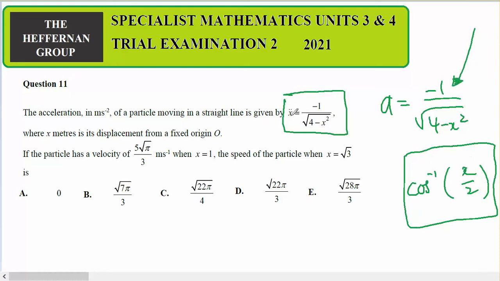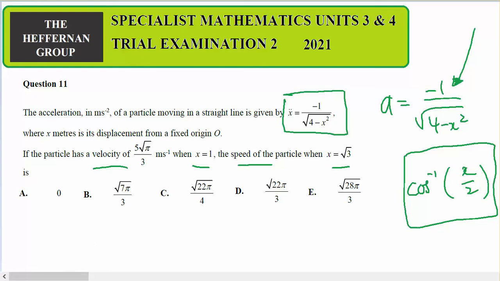So it's acceleration in terms of x. I need velocity in terms of x. I've been given velocity in terms of x, and I've asked for speed in terms of x. So I need something that has v and x. So I need to replace my acceleration expression.